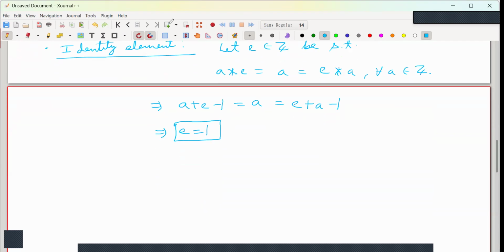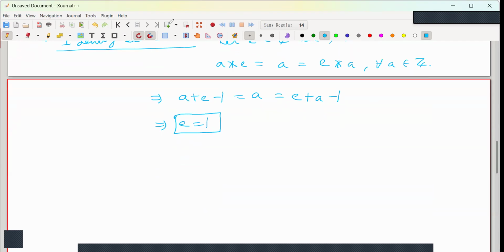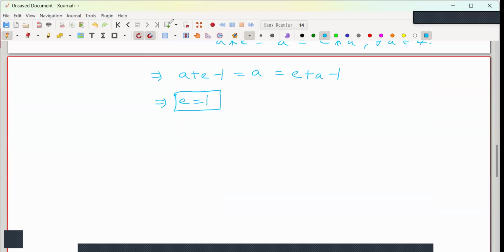So both problems are mathematically the same, only we are doing it in different setups. Inverse also we can calculate similarly.